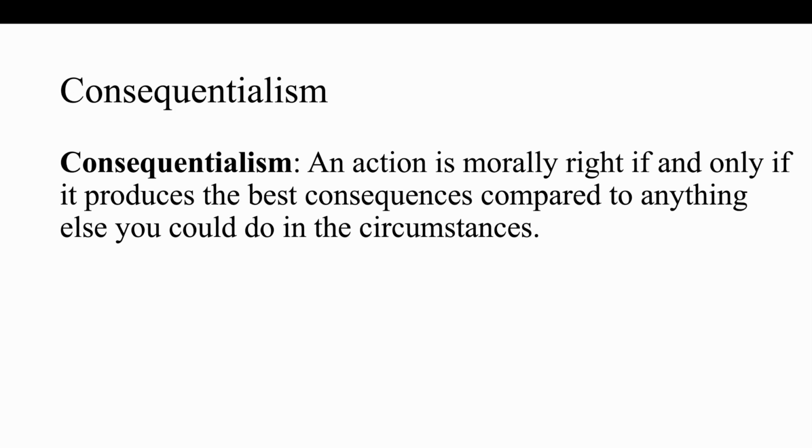Consequentialism, broadly speaking, is a family of moral theories. We can try to state it a little more precisely. I mentioned that it says that the rightness or wrongness of an action depends entirely on good and bad consequences. Here's how we can put it with more precision. An action is morally right if and only if it produces the best consequences compared to anything else you could do in the circumstances. What this is saying is that if you're choosing between options A and B, the thing to consider is which of these two produces the best balance of good and bad consequences.